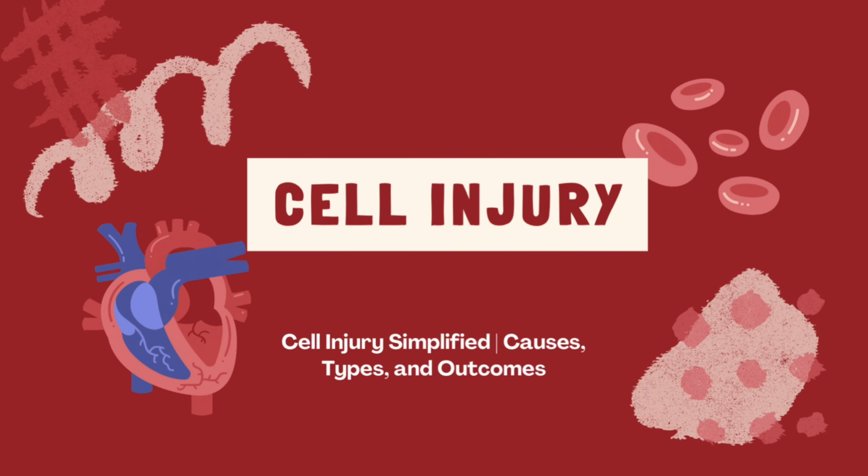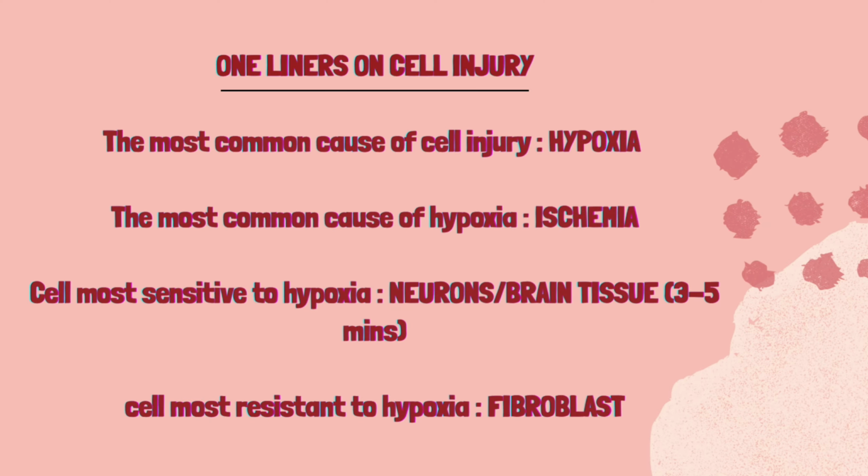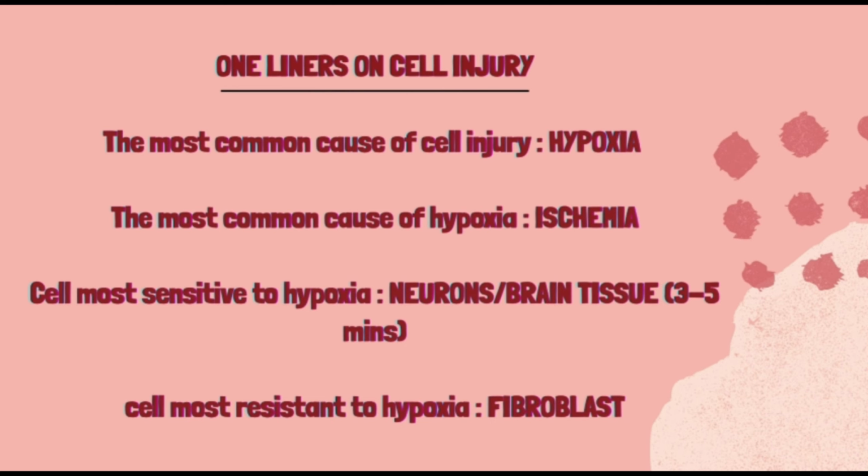Today's topic is cell injury. The most common cause of cell injury is hypoxia, a lack of oxygen at the cellular level. The most common cause of hypoxia? Ischemia, where blood supply gets cut off.